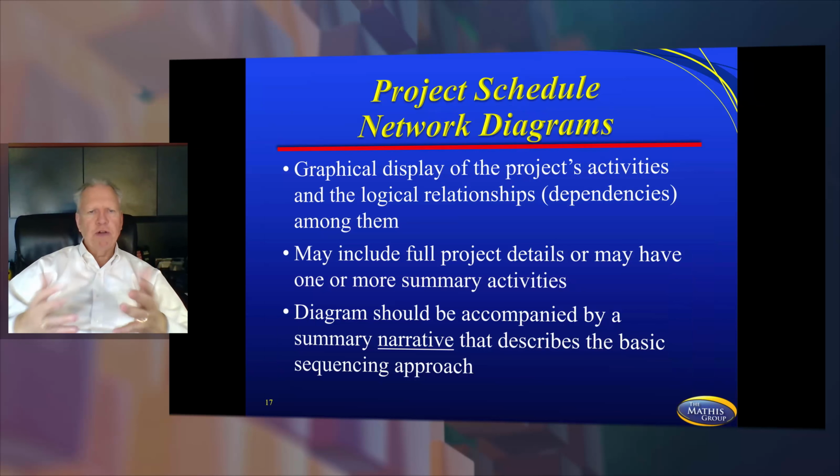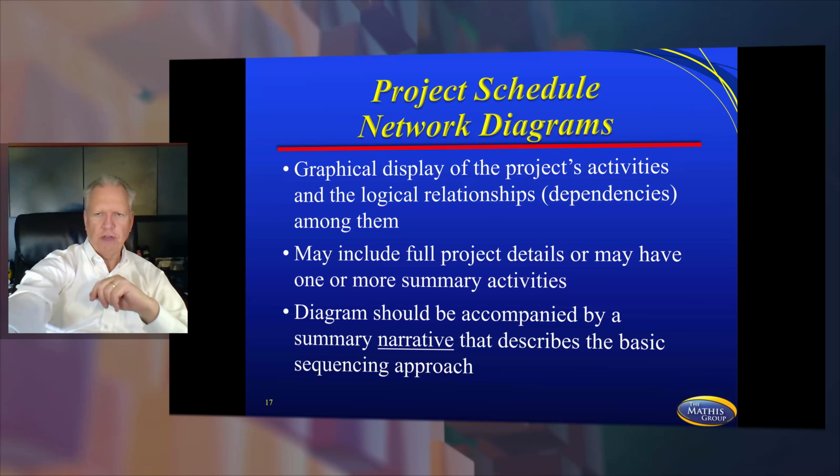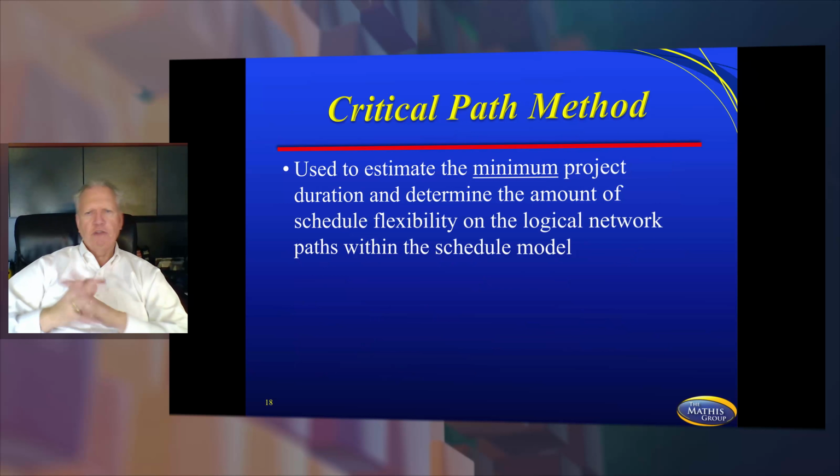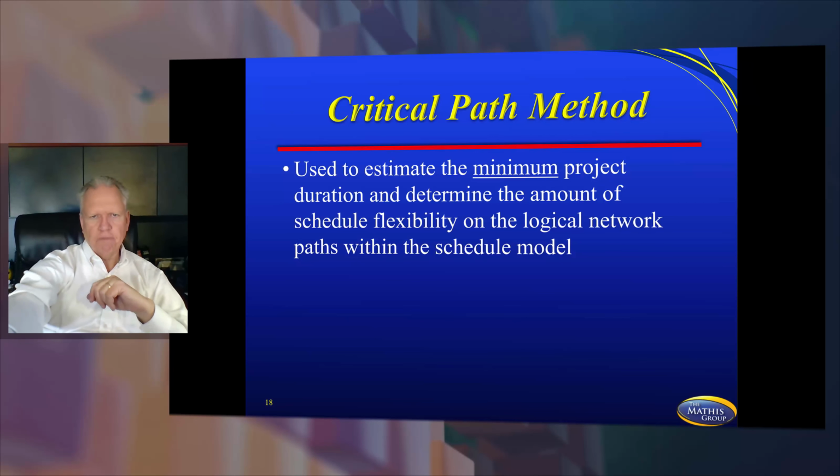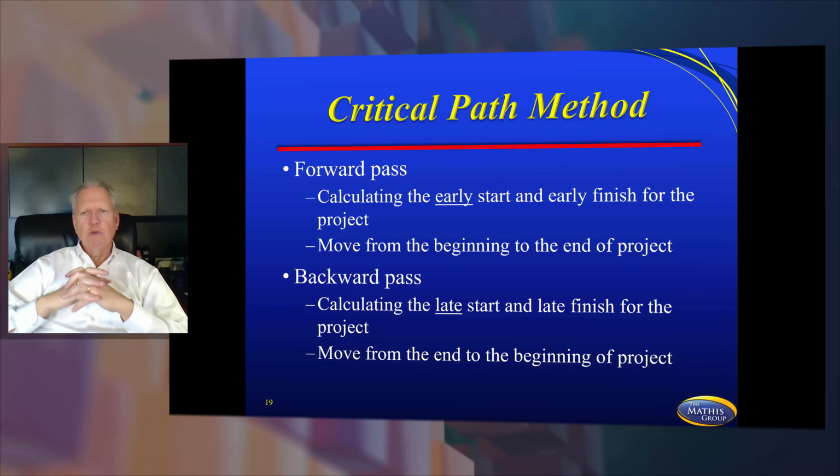So anyway, we're building a network diagram. It's a graphical display, and that's going to turn out to be the chart that you just got through looking at a moment ago. You're getting ready to do that in just a moment. All right, so let's look at the critical path method. It's a network diagram, and so it gives you the flexibility of looking at the logical relationships and the paths within that schedule model. We're going to do what's called a forward pass and a backward pass.